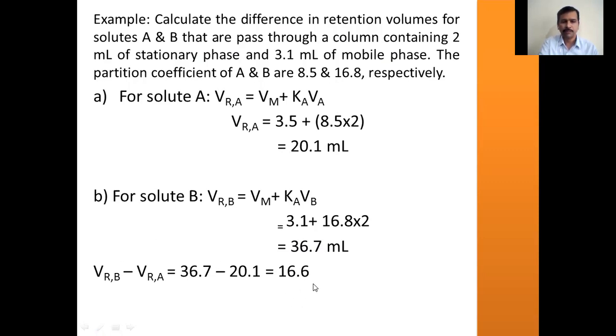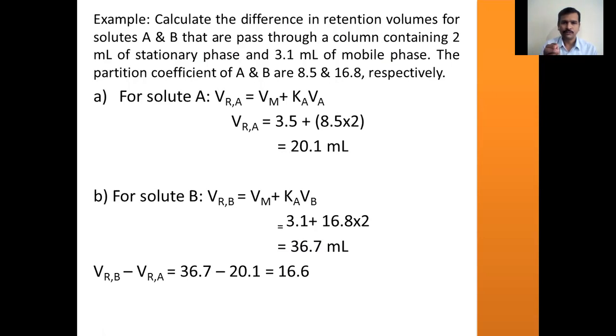So resolution can be improved. At least 16.6 ml of the mobile phase must be passed to elute two successive solutes, right? So therefore, this is about the retention volume. Retention ratio is nothing but it denotes the fraction of the solute present in the mobile phase.